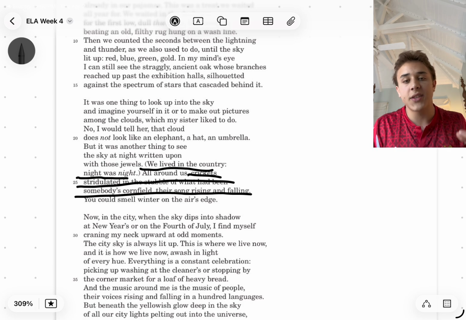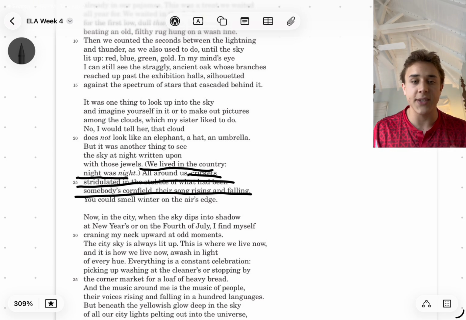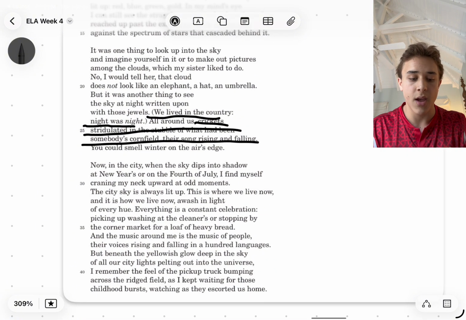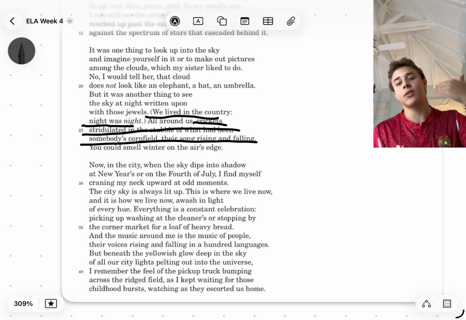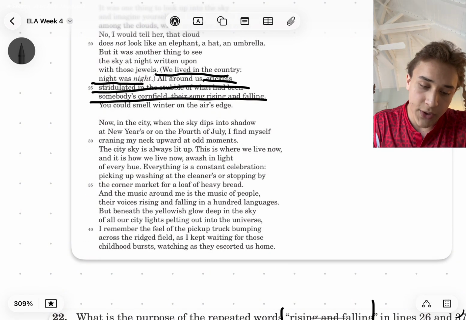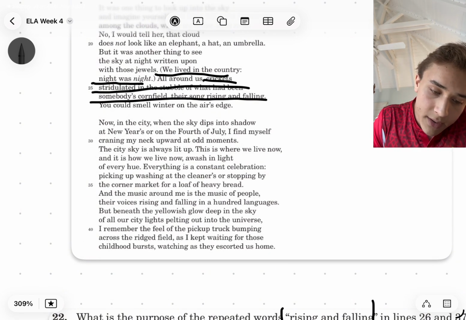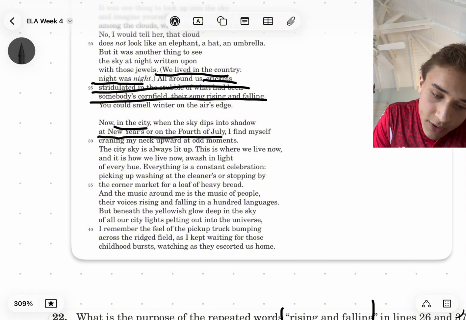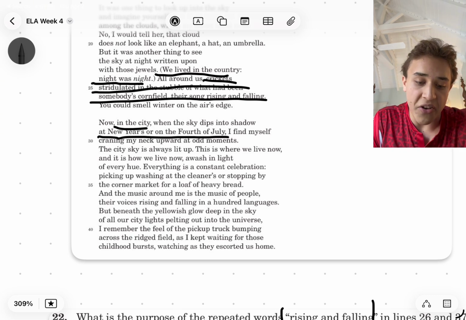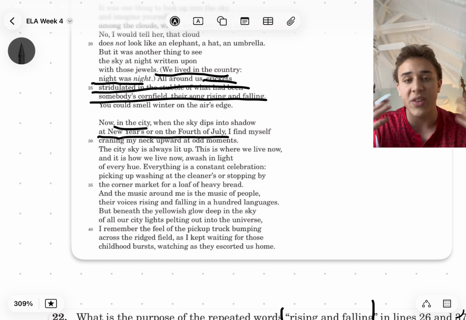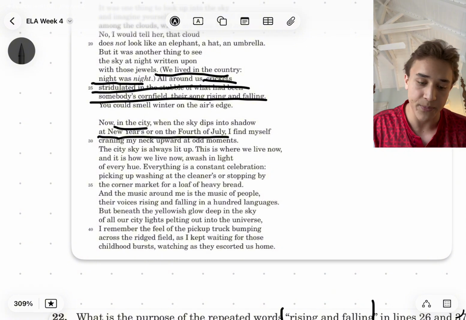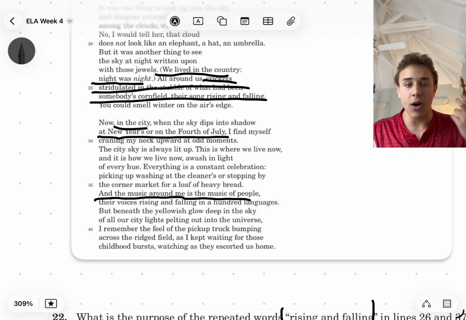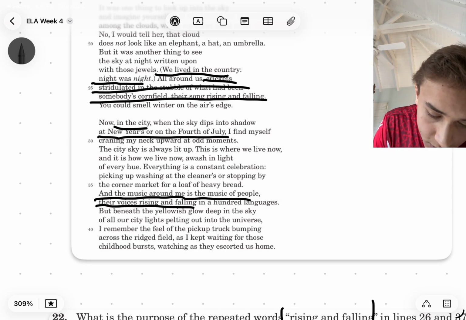So in this context, what's rising and falling is the song of crickets, in the cornfields in the middle of the night in the country that they used to live in. And now we need to look at line 37 because that's where the phrase was mentioned again. So here they're in a city on a 4th of July or New Year's festival. We're not really given the specific event that's happening, but we don't really care. We just know that it's some sort of big celebration. And the music around the author is the music of people, and their voices are what's rising and falling.